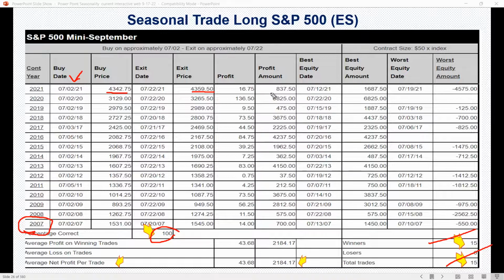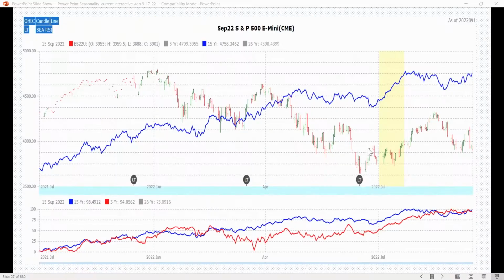So if you did one contract, that was $837.50 on the S&P. Now you don't have to use the S&P. You can use the SPY. You could use SPX. But this is showing you those statistics based on the futures contract. So in 2020, though, look at that. It had a move, same entry dates, of 136.50 points. So this, if you did one contract, was $6,825. So pretty amazing stuff, and the statistics are really helpful in my opinion.